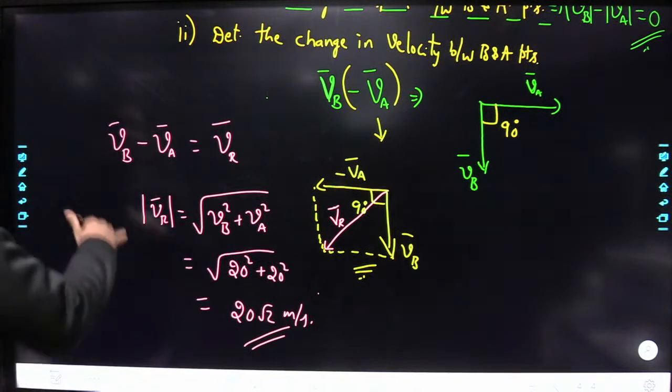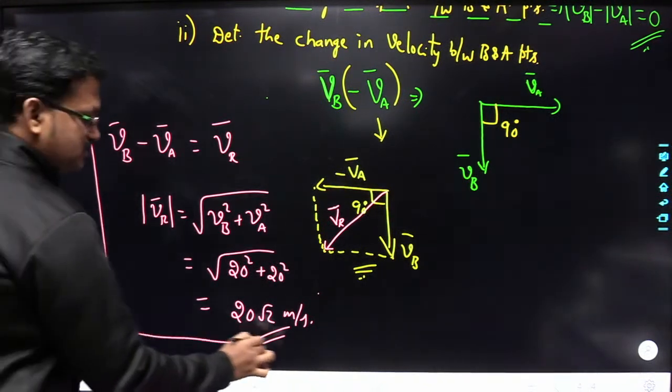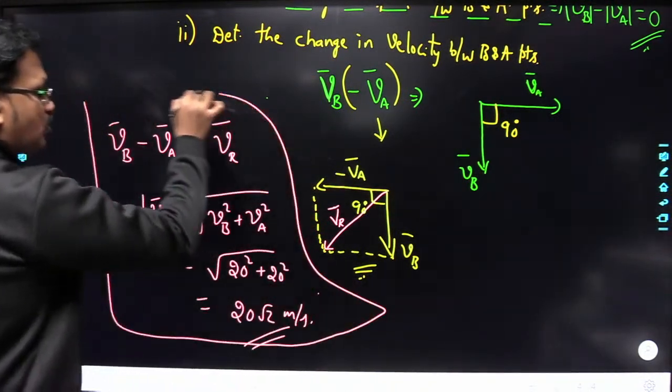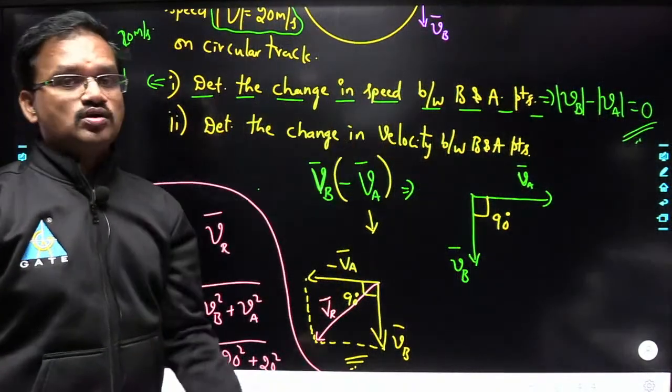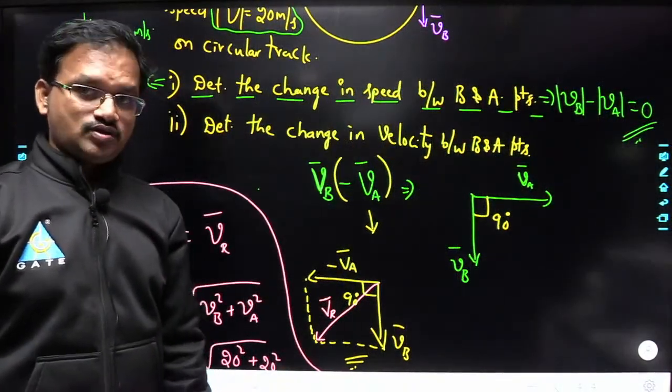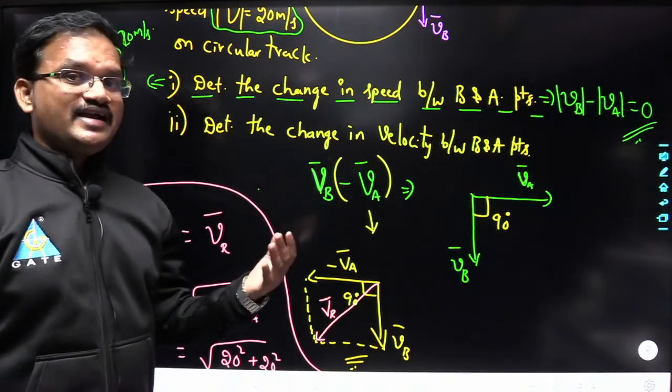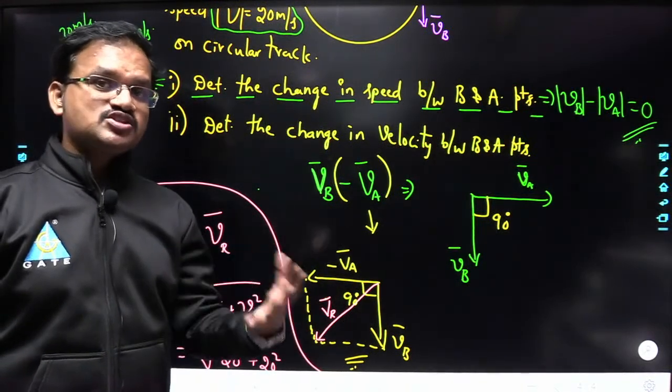So that means the change in velocity is not equal to 0, whereas the change in speed is equal to 0. Okay, so there is a difference here, a difference between speed and velocity.